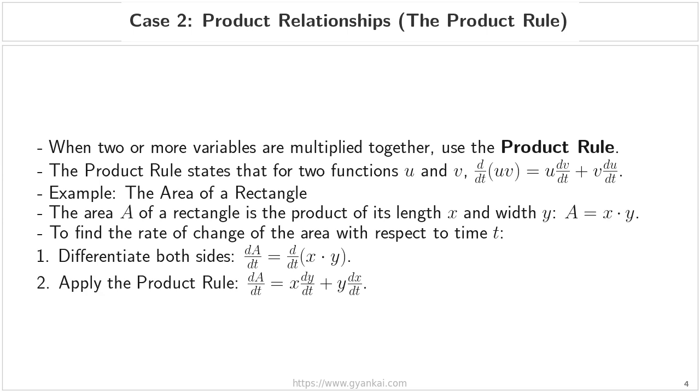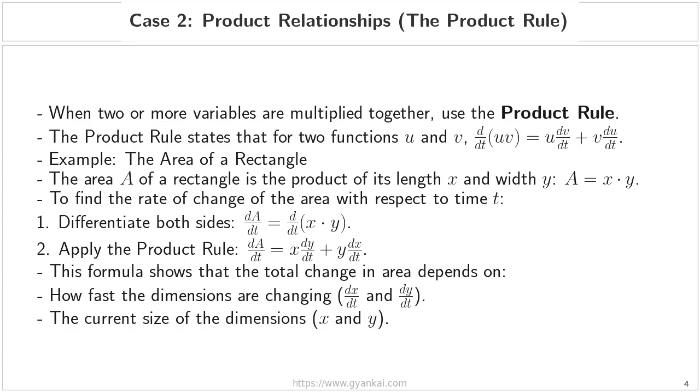By applying the product rule we just discussed, the expression becomes the derivative of A with respect to time equals x times the derivative of y with respect to time, plus y times the derivative of x with respect to time. This resulting formula is very important because it reveals that the total change in area is not solely dependent on how fast the dimensions are changing, which are the derivatives of x and y with respect to time, but it is also influenced by the current size of the length and width at that specific moment.